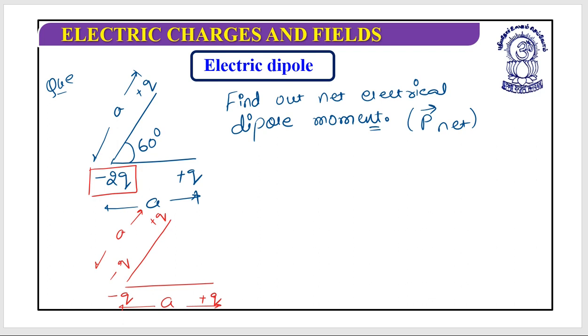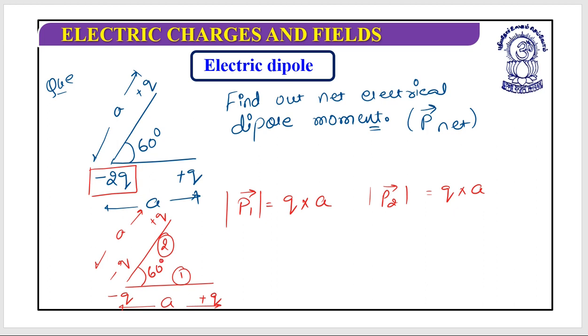Look at this. Can I say this is my first dipole and this is my second dipole? So first dipole is there, second dipole is there. What would be the dipole moment of the first dipole? I can write it's q multiplied by a. Magnitude of the second dipole p2 is again q into a, and both are having an angle of 60 degrees.